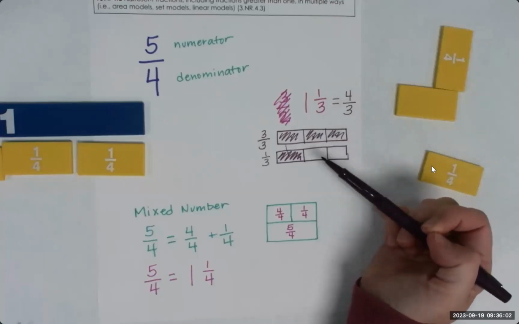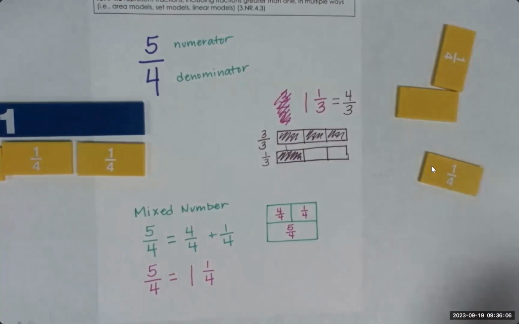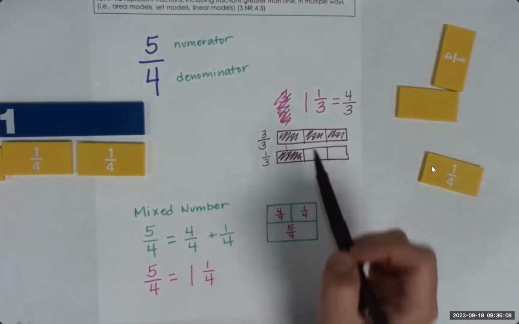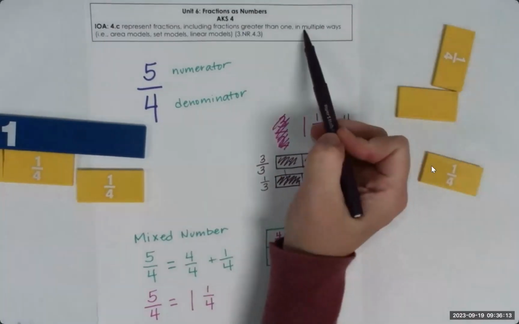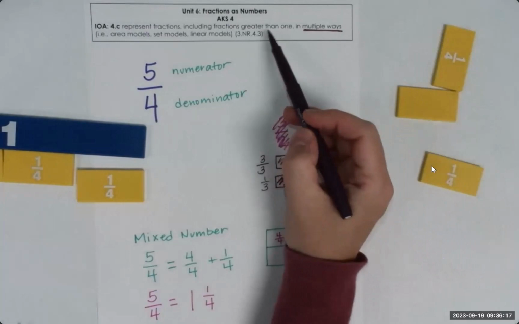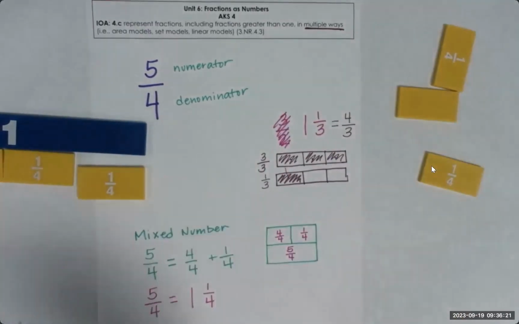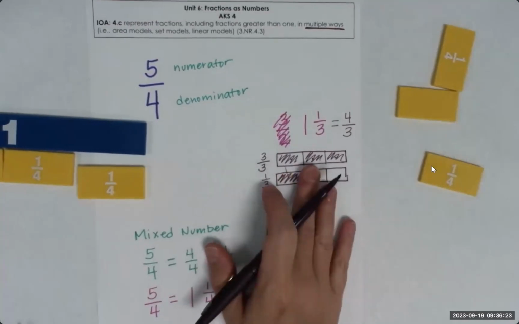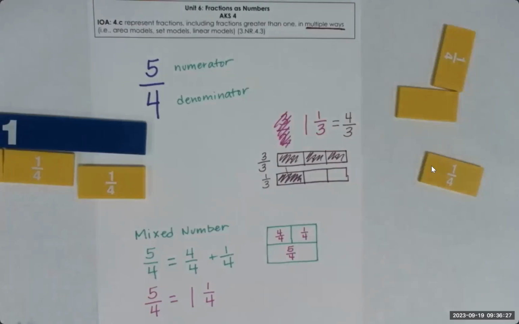And they could do that by drawing area models. They could also use the fraction tiles, the fraction squares, or the fraction circles to support their thinking. Because again, we are working on showing multiple ways to represent fractions, including fractions greater than 1. You could also spend some time looking at fractions equivalent to 1 here, and that'll help as you move into equivalent fractions.